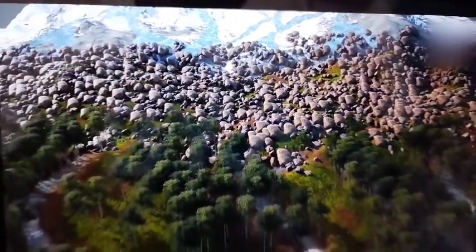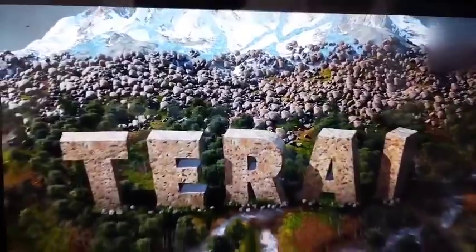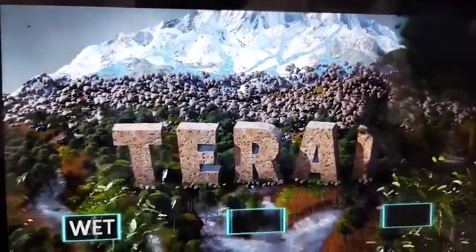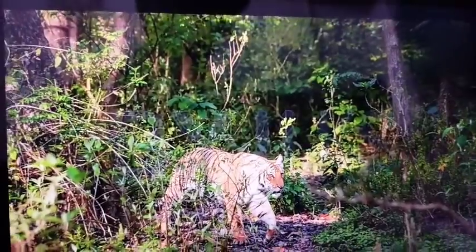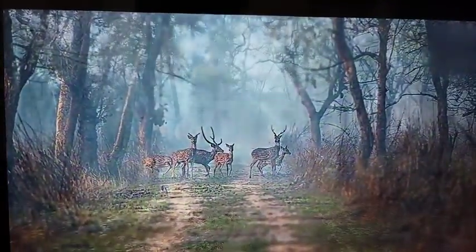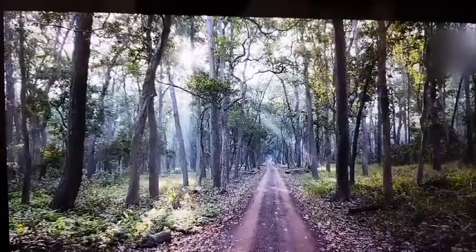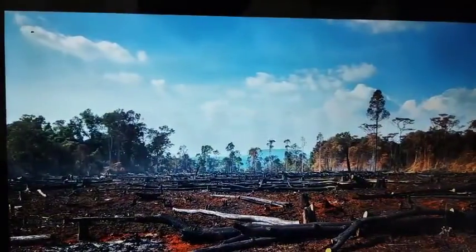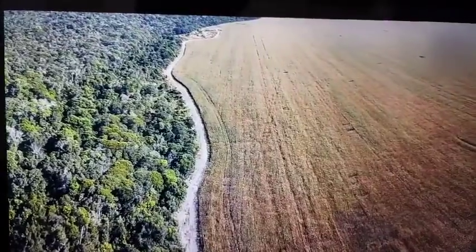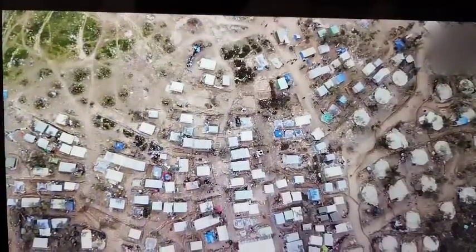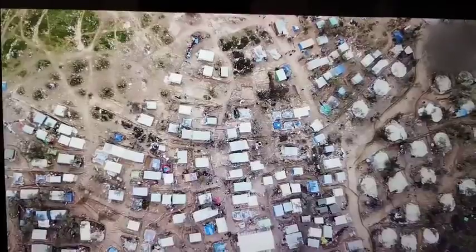After covering some more distance, they re-emerge and form the Terai region. This region is wet, swampy, and marshy. It is also thickly forested and contains a lot of wildlife. The famous Dudhwa National Park lies in this region. The forests have been cleared in some areas in the Terai region for agricultural purposes and to settle migrants who arrived from Pakistan after the partition.